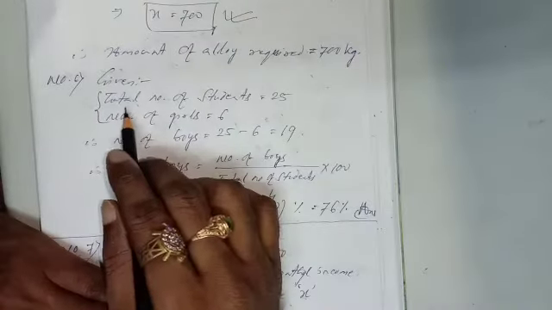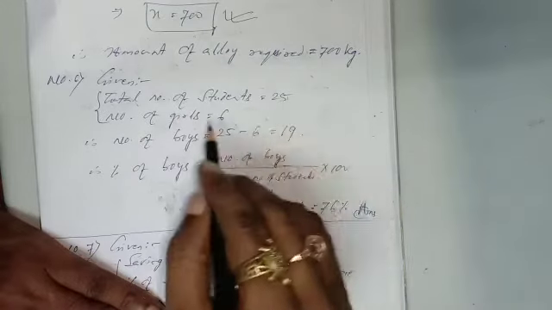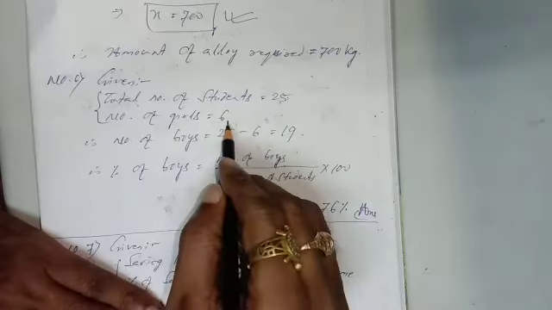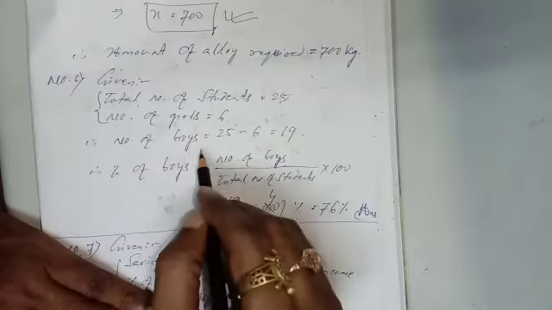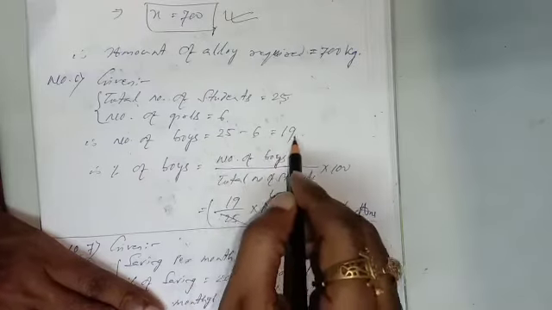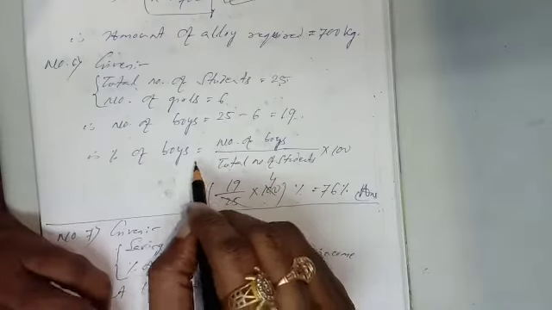Question number 6. It is given that the total number of students is equal to 25. Out of 25 students, the number of girls is 6. Then you can easily find the number of boys: total minus 6, 25 minus 6, is 19. So what is the percentage of boys? That is the question they are asking to find.